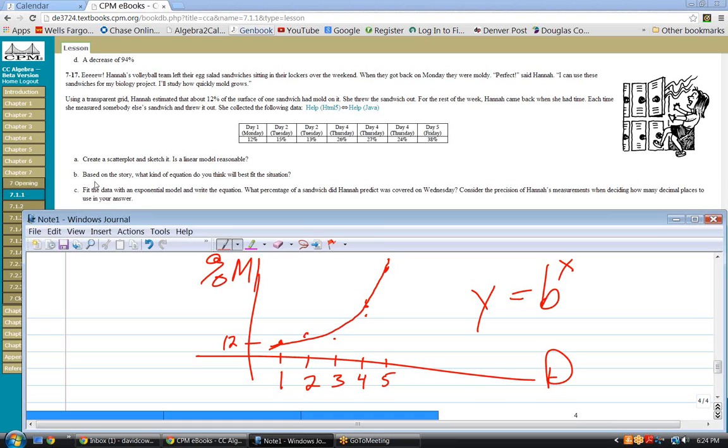Okay, so let's answer B. Based on the story, what kind of equation do you think will best fit the situation? Well, we've already said an exponential equation. And C, fit the data with the exponential model and write the equation. What percentage of a sandwich did Hannah predict was covered on Wednesday? Oh, which isn't listed. That would be day 3. In other words, what would that percentage be? Read it off the graph.